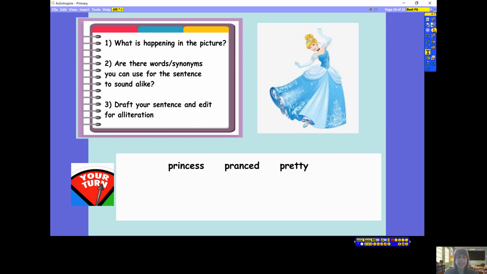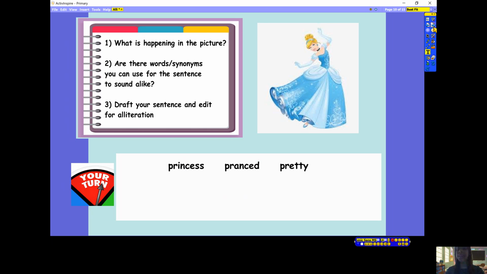So using the steps to success, can you think of a sentence using alliteration to describe what is happening in the picture? You can get really imaginative if you want. It doesn't have to be exactly what is happening in the picture, but you must use the character. So press pause now, have a go. You can say it out loud to yourself, you can write it down, but love to see your uploads on Seesaw to see the great ideas that you've come up with. Press play when you're ready for the next example.